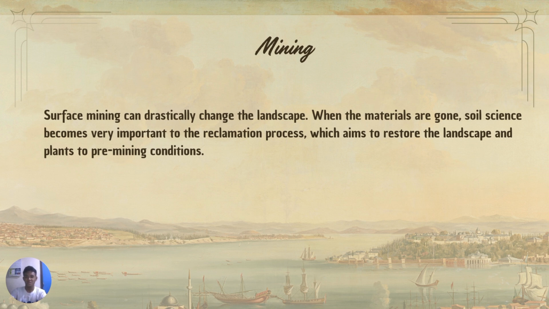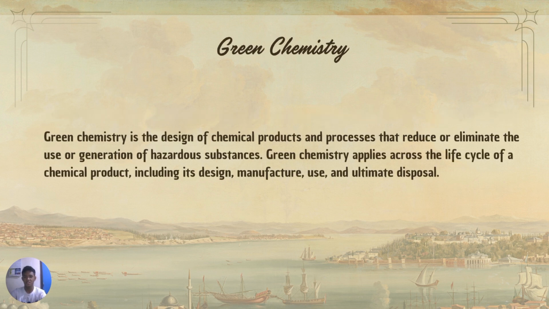Mining. Surface mining alters landscape and soil, and soil science is essential in reclaiming and restoring the land and vegetation to its original state. Green chemistry. Green chemistry aims to reduce or eliminate hazardous substances in chemicals, chemical products and processes, promoting sustainability and safety throughout the product's life cycle.